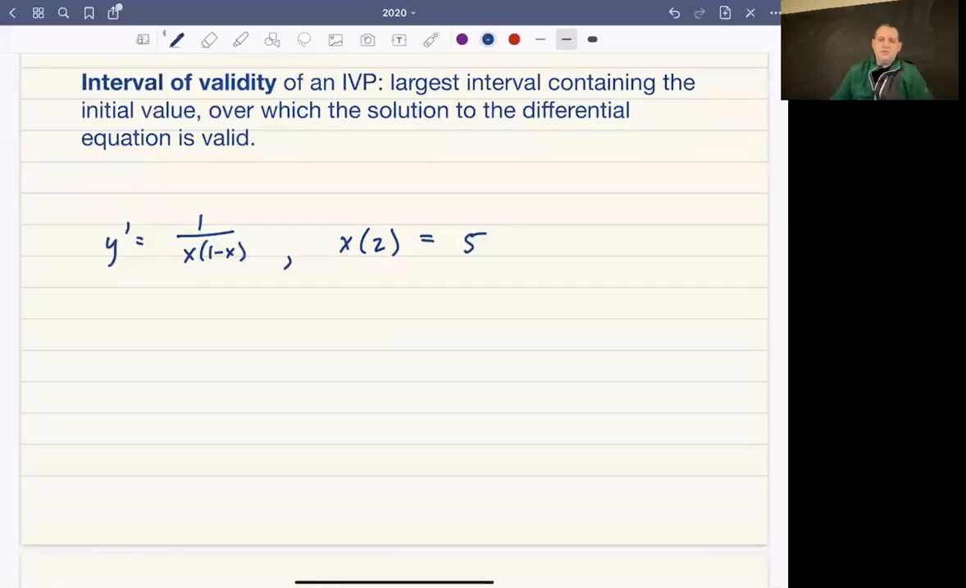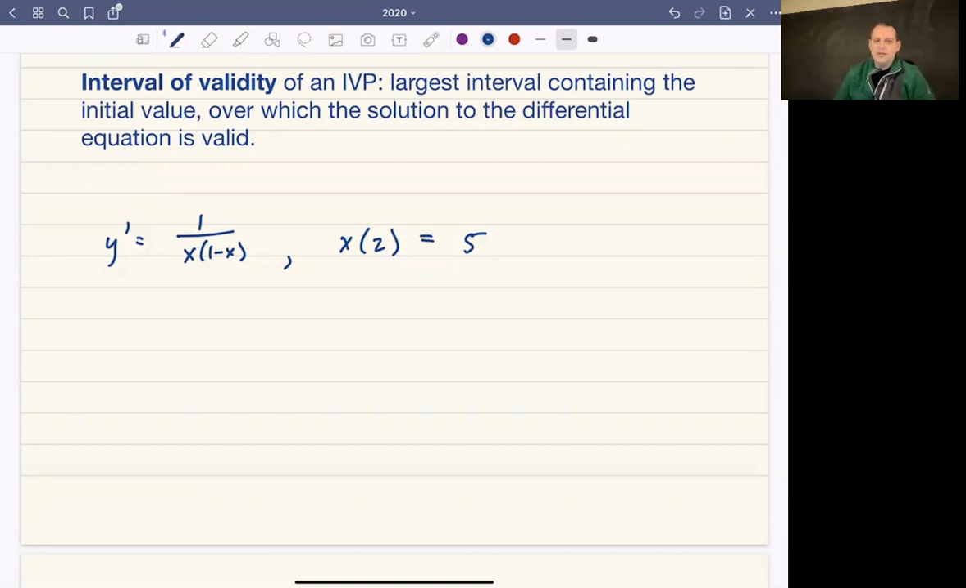I've glossed over a few technical issues which I want to talk about. The first of which is the interval of validity of an initial value problem. When we talk about the interval of validity, this is literally the largest interval over which the IVP is valid. So that's why it's called the interval of validity. And it's got to be the largest interval containing the initial value.